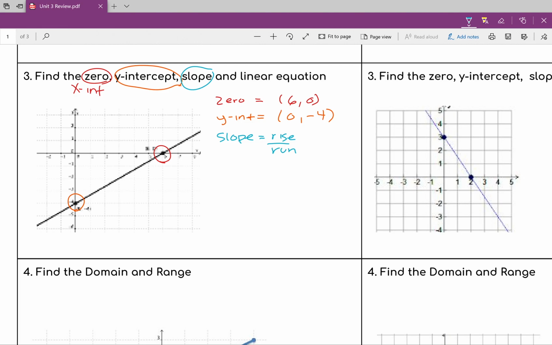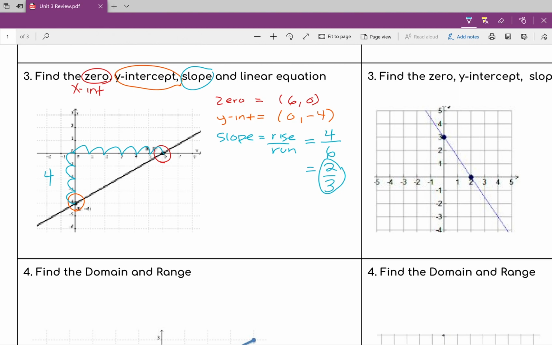We're going to use those 2 points to find our slope. So I'm going to go up 1, 2, 3, 4. Okay, I rose 4. And I'm going to go to the right 1, 2, 3, 4, 5, 6. Okay, so this is our slope, 4 over 6, but now we have to check if it reduces. So 4 and 6 can both be divided by 2, so this can turn into 2 over 3.